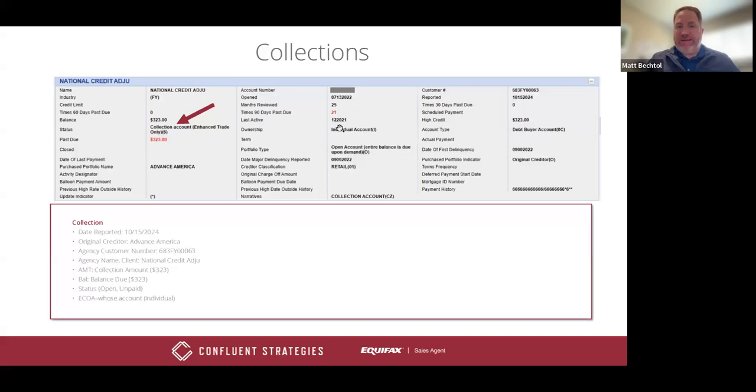The length of the last active. This is the last time, the last active column. This would be the last time the individual had any interaction on that account with either the creditor or the collection agency. The date of first delinquency is when they first chose to consider the consumer delinquent. And the 7-year clock, when we talk about most delinquencies previously falling off after 7 years, the 7-year clock typically starts at the date of first delinquency.